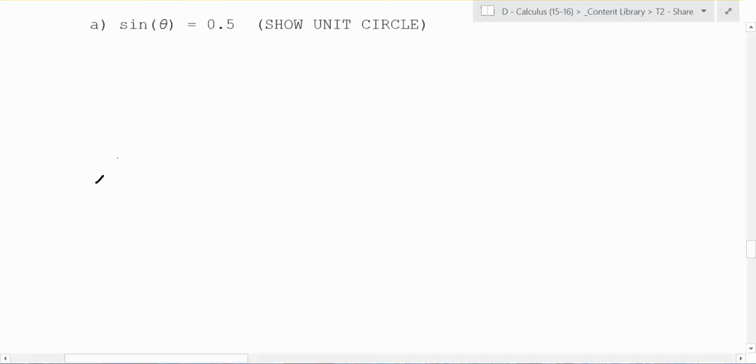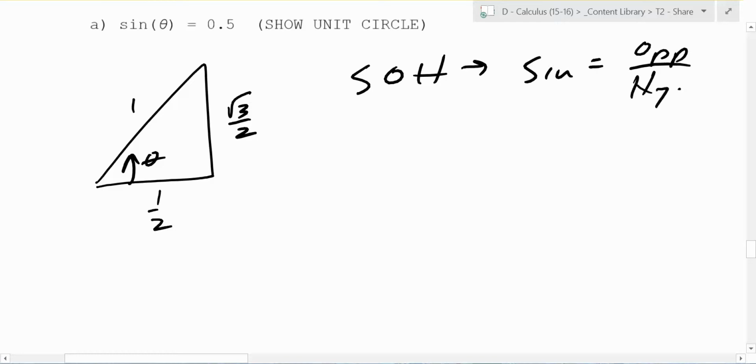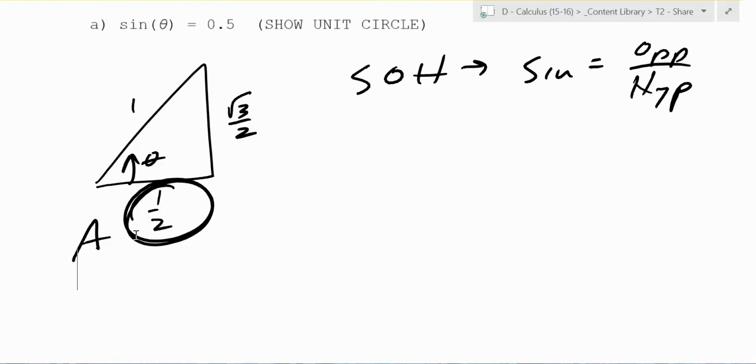So what you're looking for is a triangle, this triangle. Why are we looking at that triangle? Because the sine of that angle is 1/2. Sine is opposite over hypotenuse, right? So this side right there is 1/2. What's that angle measure? You just need to remember what that is. Anybody remember what that is? What angle measure is that?